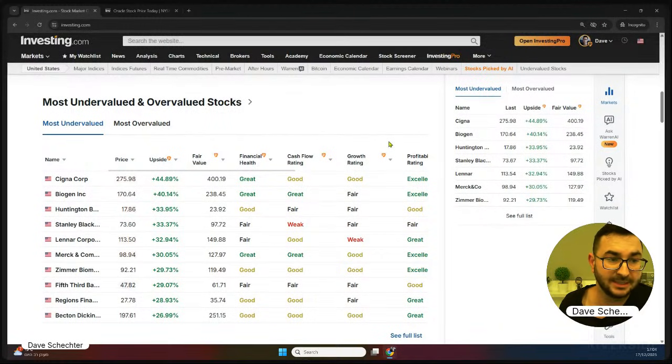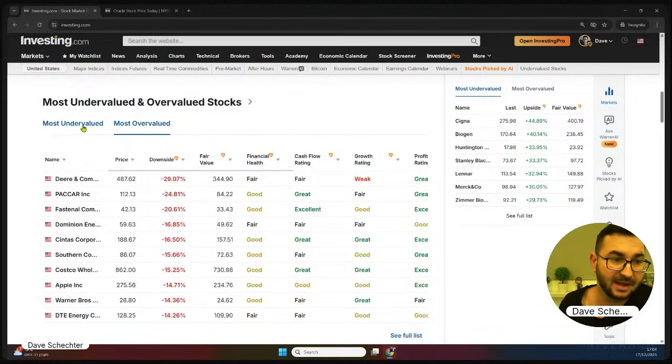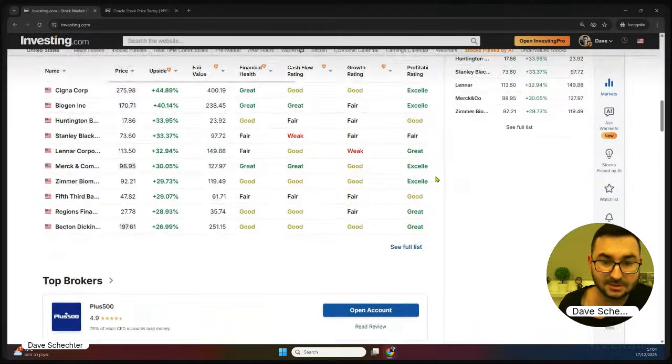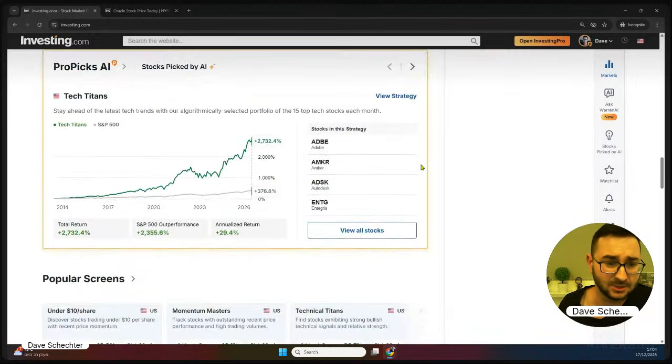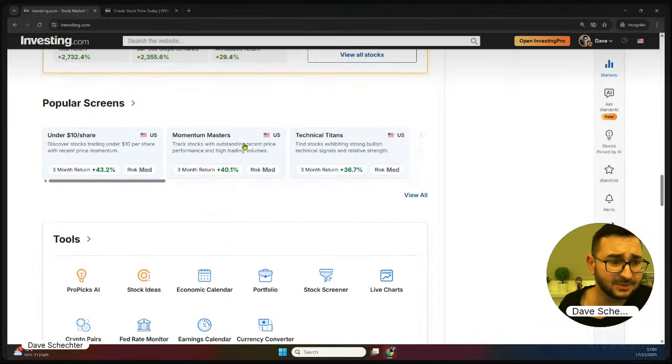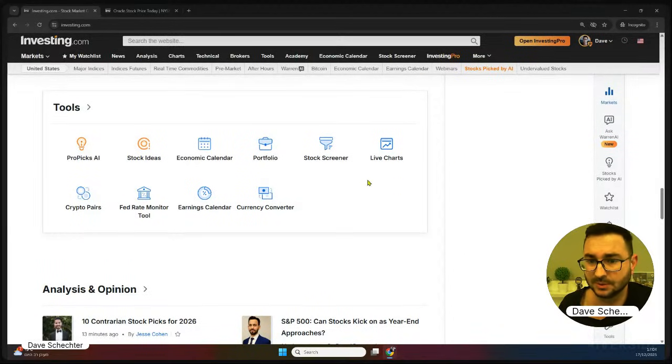Just a really good place for you to get a sense of what's most overvalued or undervalued at this current point in time. Directly below that, we have the economic and earnings calendar. We also have calendars for dividends and IPOs and other things as well, but it's all available here on the homepage as well. Below that, we have some popular screens and additional tools.